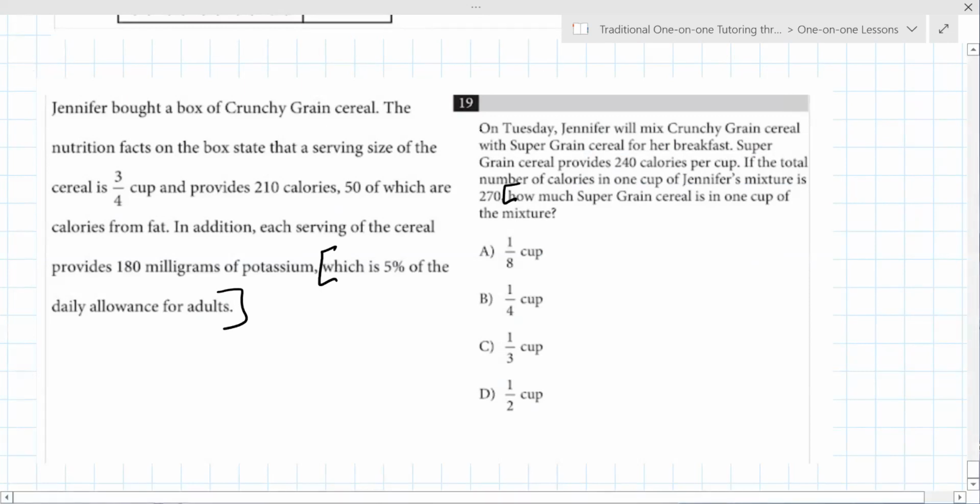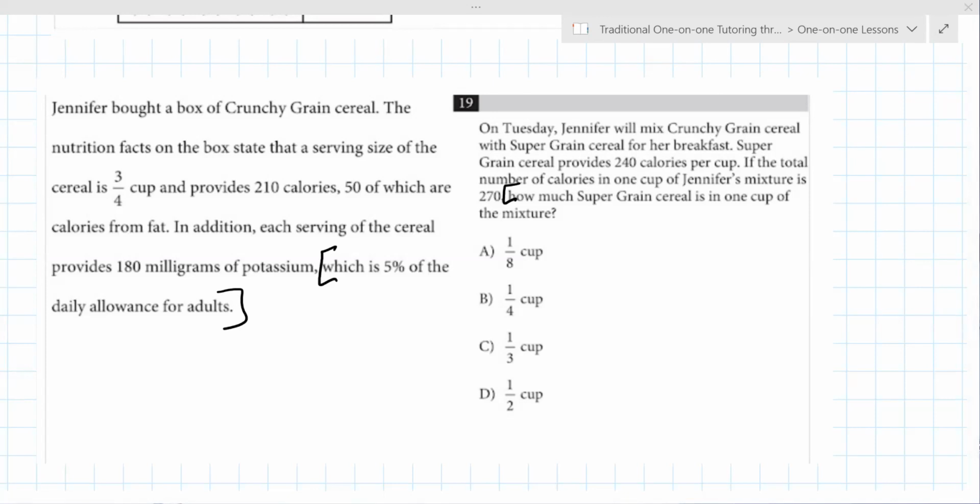Let's read this from the start. On Tuesday, Jennifer will mix crunchy grain cereal with super grain cereal for her breakfast. Super grain cereal provides 240 calories per cup. The total number of calories in 1 cup of Jennifer's mixture is 270. How much super grain cereal is in 1 cup of the mixture? Half, or is it saying more? How much? It's just saying how much. Yeah, this is not a good question. Let's skip this.